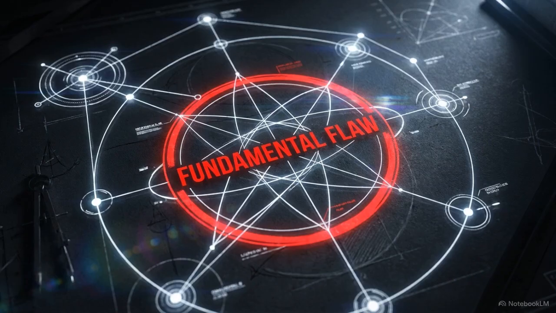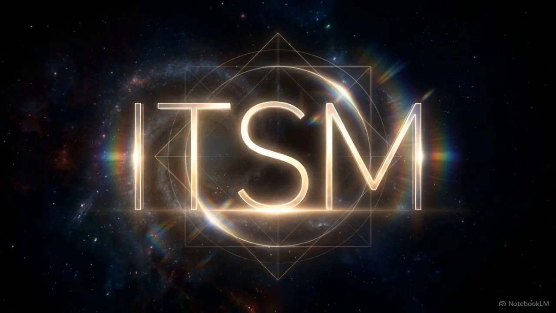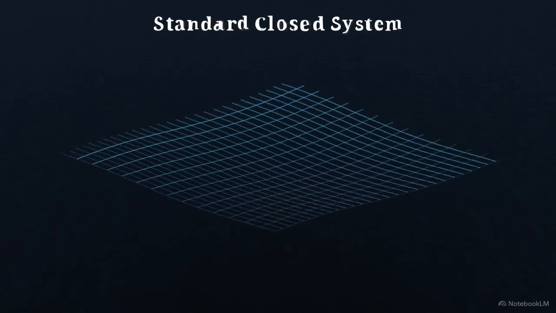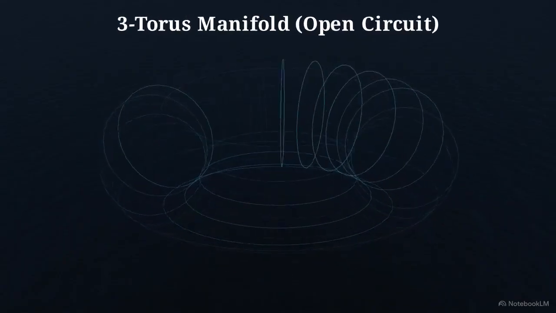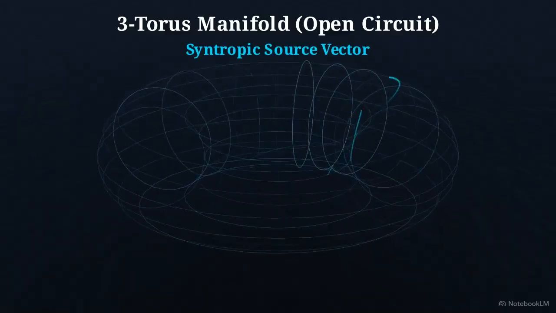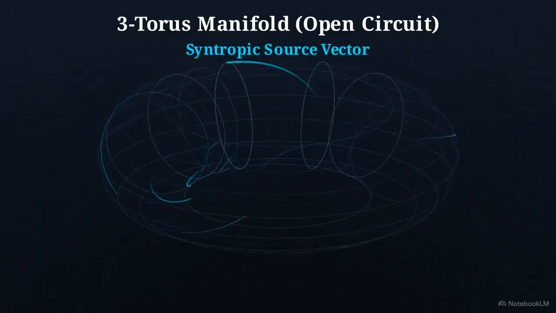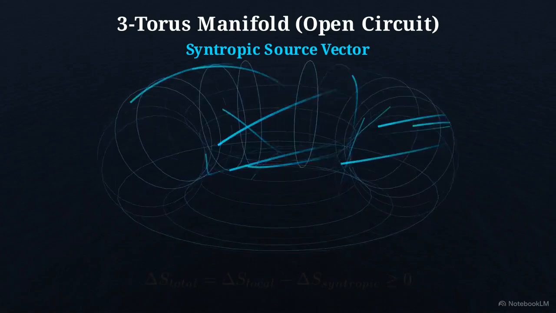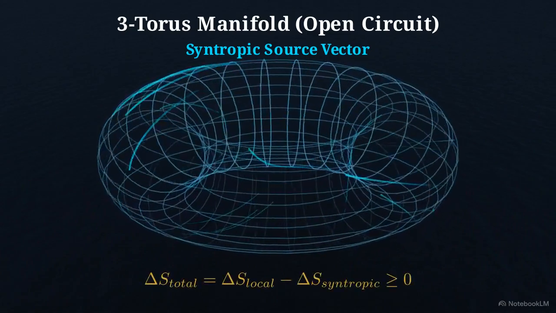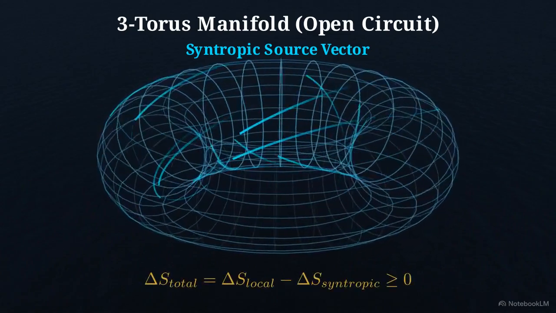When reality forces us to rely on invisible, unmeasurable forces to save a theory, the error lies in the geometry of the model. The Integrated Toroidal-Syntropic Model, or ITSM, proposes a mathematical fix that removes these invisible particles entirely. It starts by mapping the cosmos away from a flat, closed box into a multidimensional torus. This shape functions as an open thermodynamic circuit. It constantly takes in ordered information, a process called Syntropy, reversing the usual path toward decay.